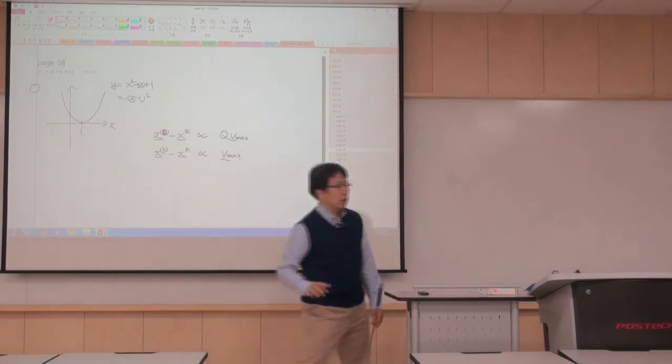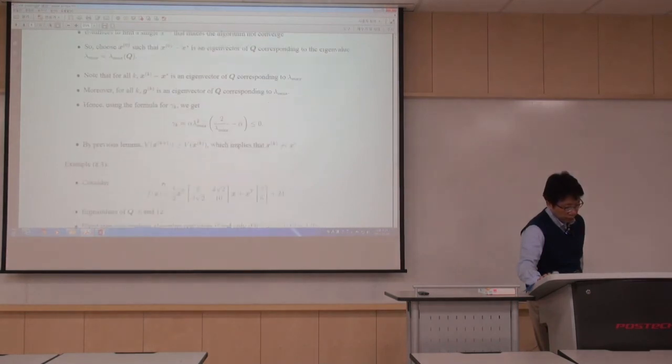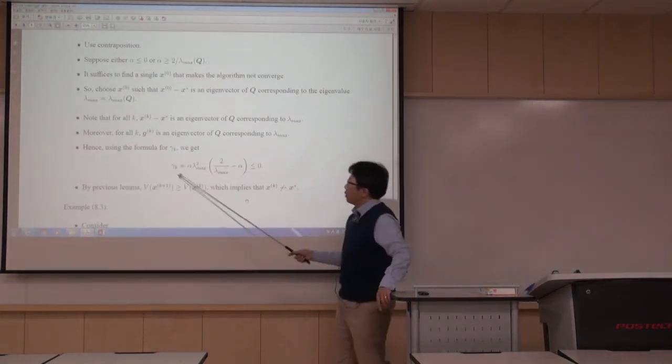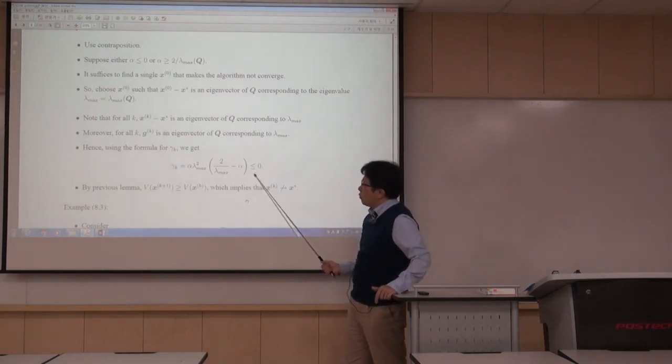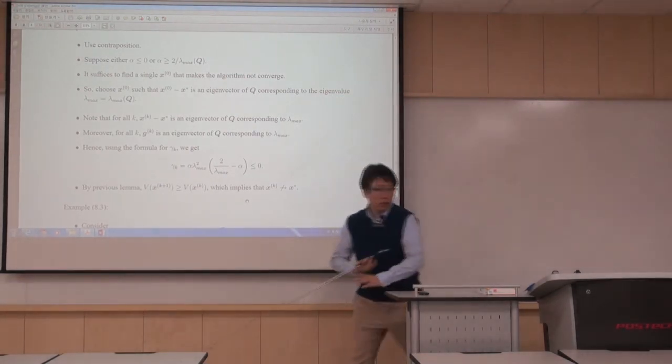Okay? And it shows that gamma sub k is always less than or equal to 0. What does that mean?